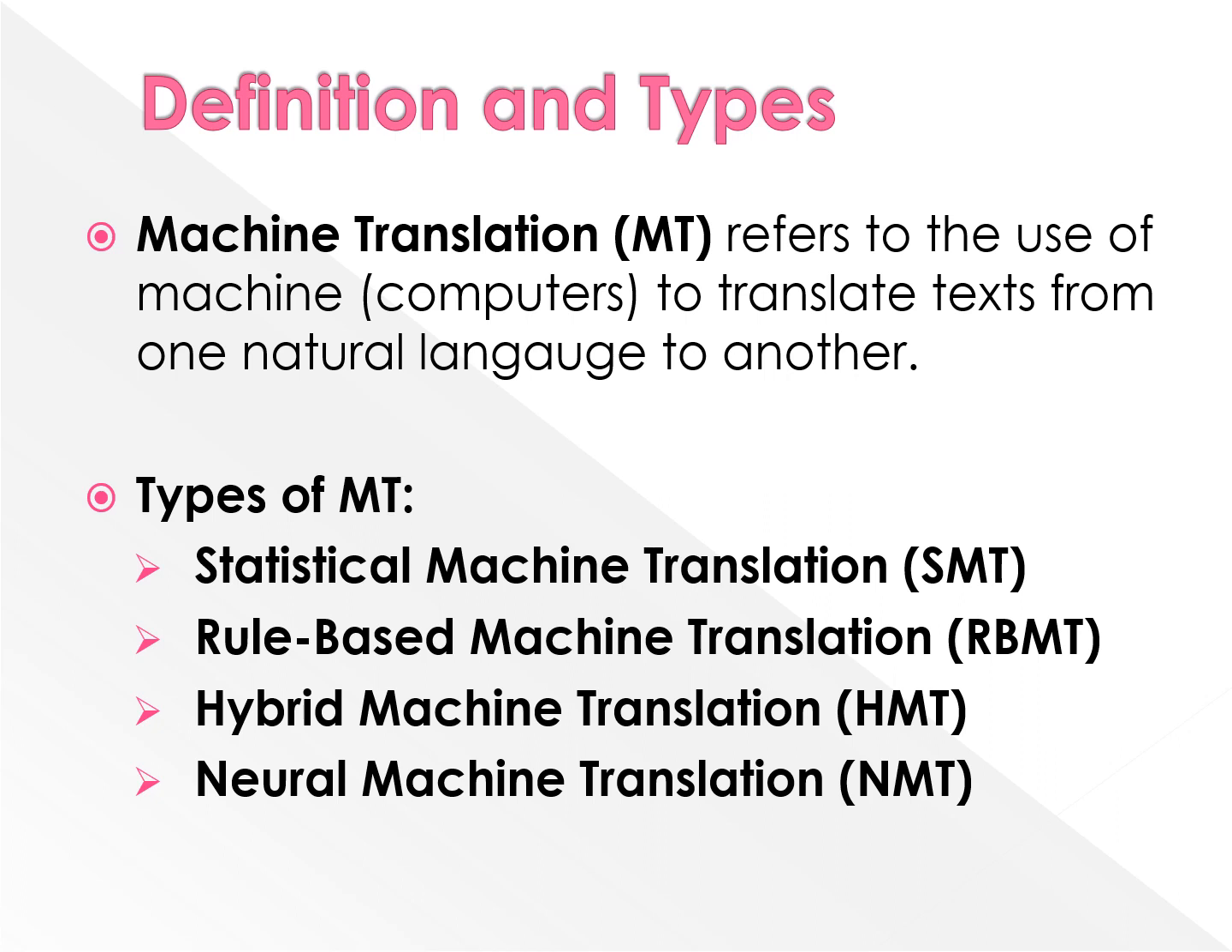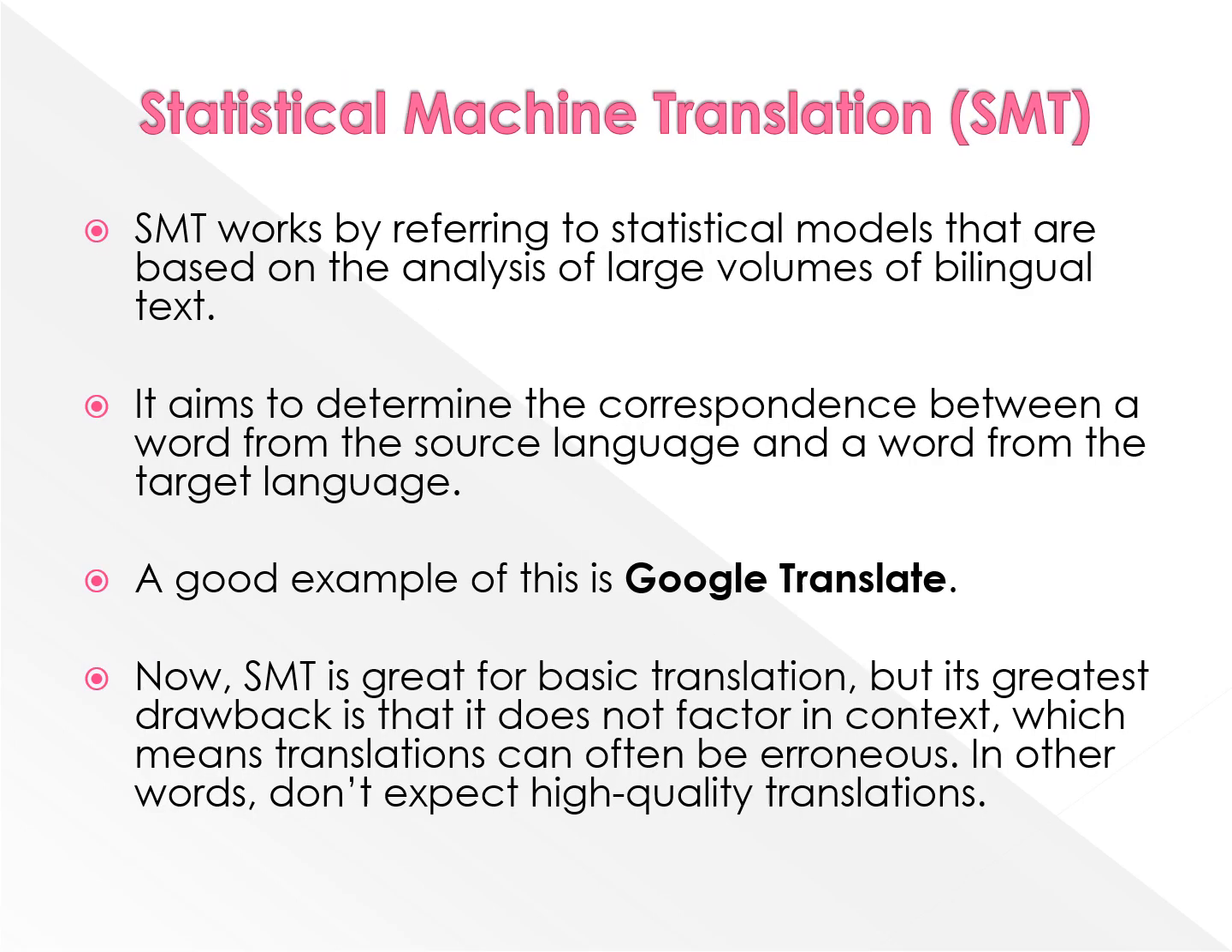The first one is called SMT, or statistical machine translation. The second one is called RBMT, or rule-based machine translation. And then the next one is hybrid machine translation. And the next one is neural machine translation. So let's see one by one in brief.